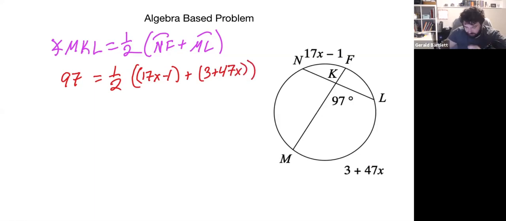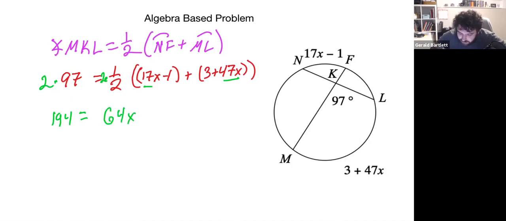Combine like terms, simplify and solve. If I were you, I would use the quick trick of getting rid of the 2 here instead of dealing with all that with the algebra. So if I multiply both sides by 2, I can just do 97 times 2, which gets me 194 and eliminates that fraction. Combining like terms on that side, it's 17 plus 47 to get to 64x. Negative 1 plus 3 gets me plus 2.